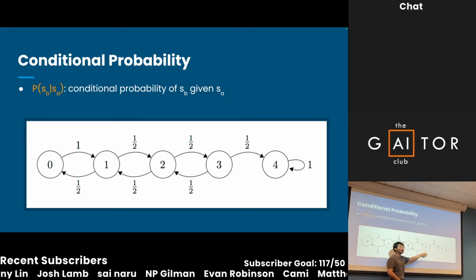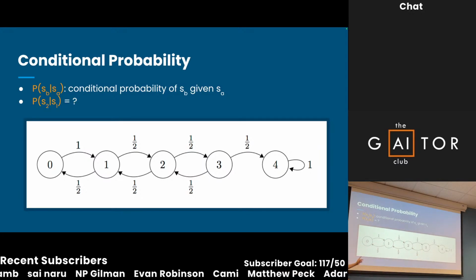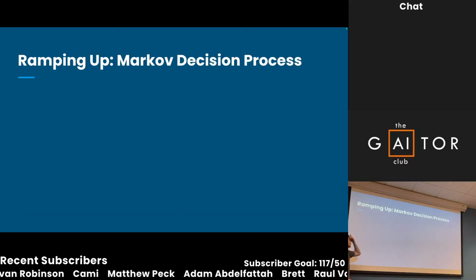Does that make sense? Great. So for example, I think I already went over this, but the probability of being in state 2 given state 1 is 1/2. Great, so now we're going to formalize our reinforcement learning environment.